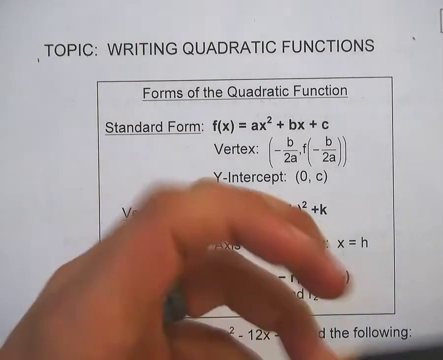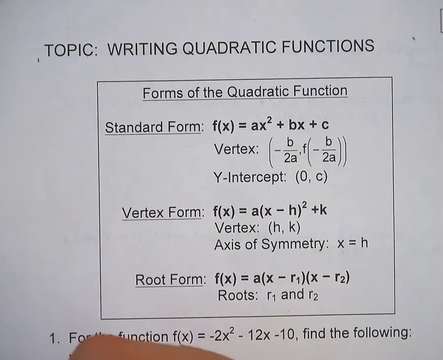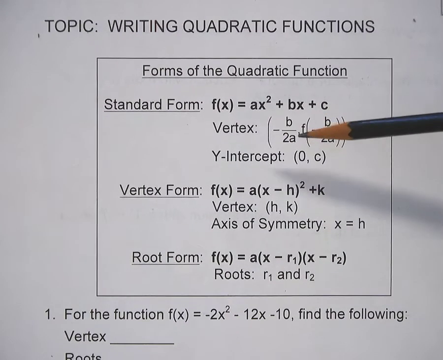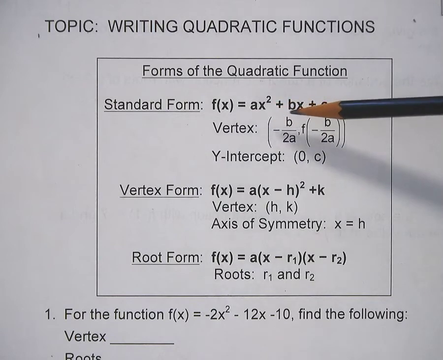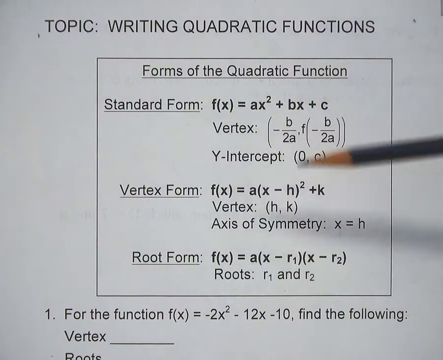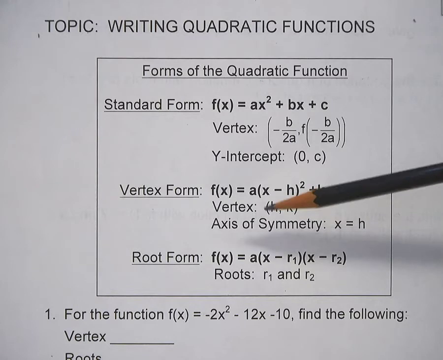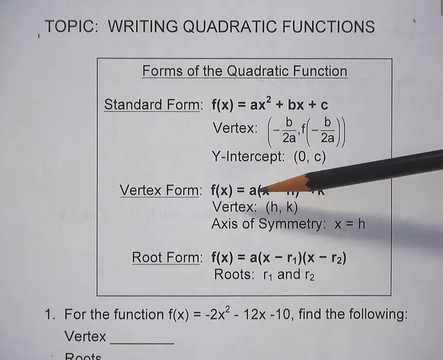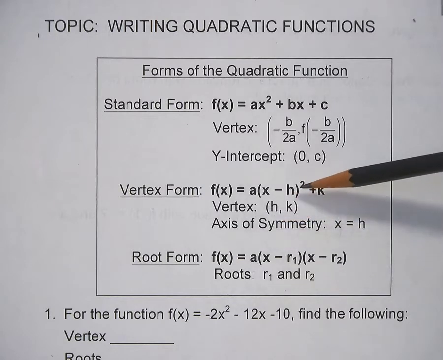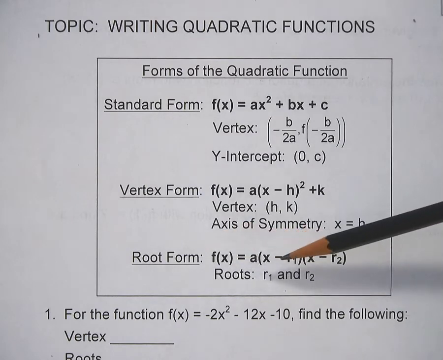We're going to be working with quadratic functions, writing quadratic functions today. And there are three forms that can be found with writing quadratic functions. You've got standard form, which is what you're used to seeing them in, ax squared plus bx plus c. A couple of things about that. Let me get into that in a second. You've got vertex form, which we also call transformation form. A, which is your multiplier, multiplies how big it is or how small it is, x minus h squared plus k. And then root form, which is a, x minus r1, x minus r2.